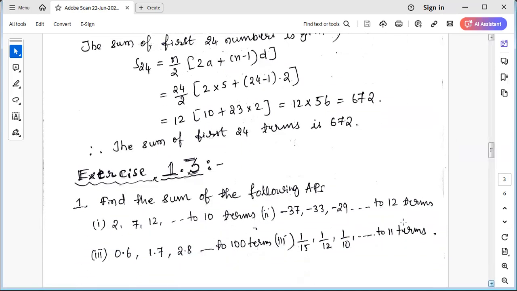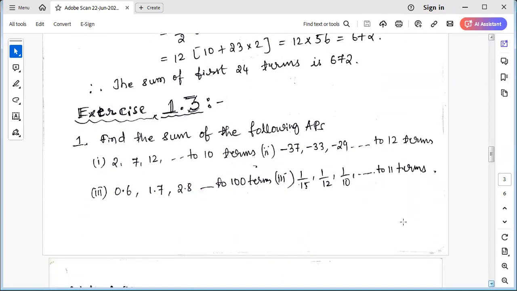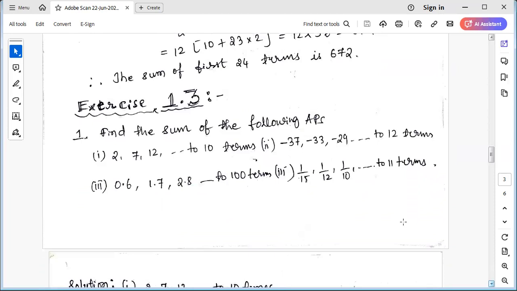So now, importantly, we are going for exercise 1.3 and we are solving all the problems present in this one exercise 1.3 without leaving anyone.